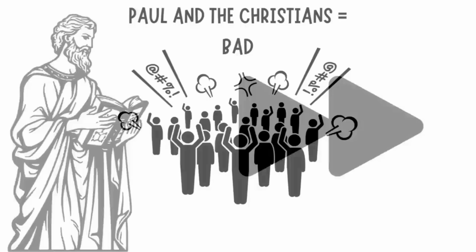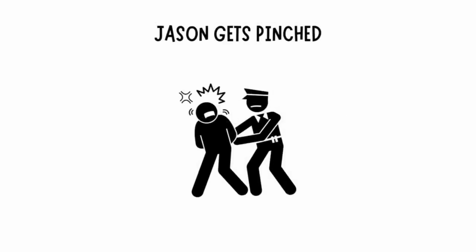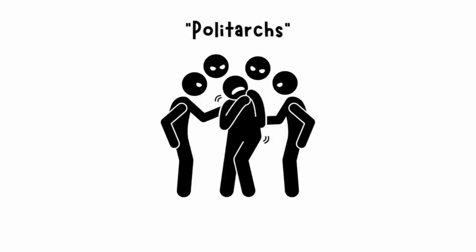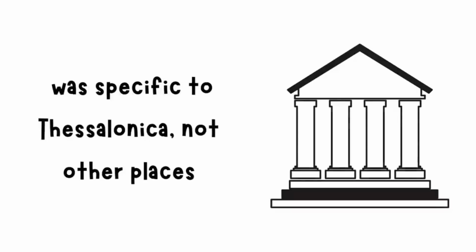Now, let's fast forward three chapters. In Acts 17:6, there's this riot in Thessalonica against Paul, and they haul this believer named Jason and some other Christians before the politarchs, which basically means the city's authorities. Now, here's the kicker. This term politarchs was the real deal. It referred to the board of magistrates specifically in Thessalonica and not in other regions.